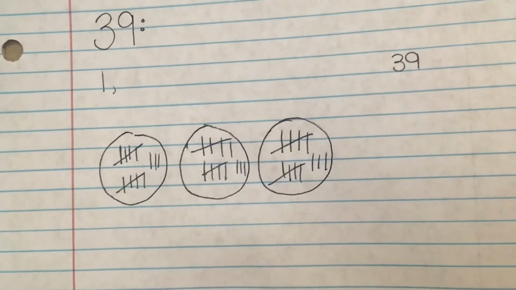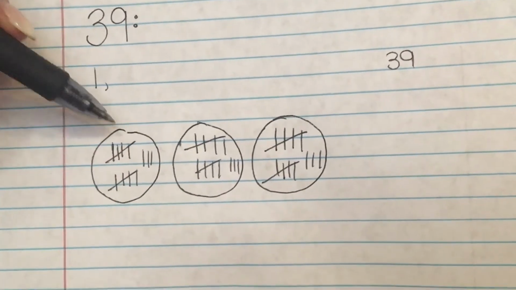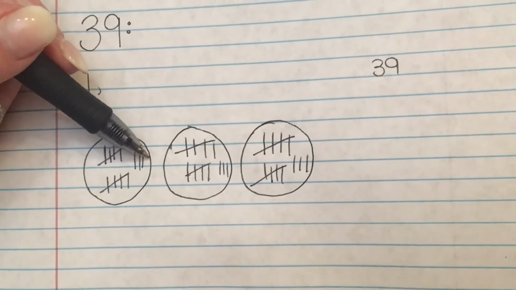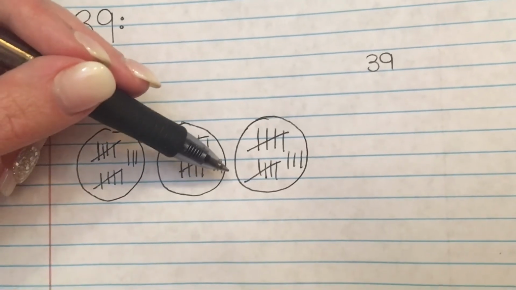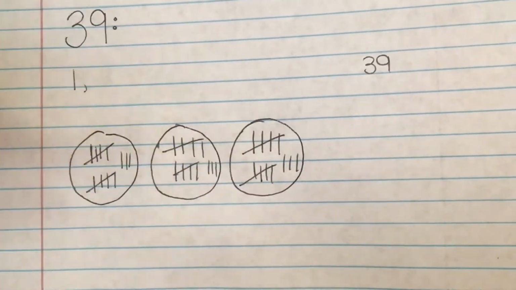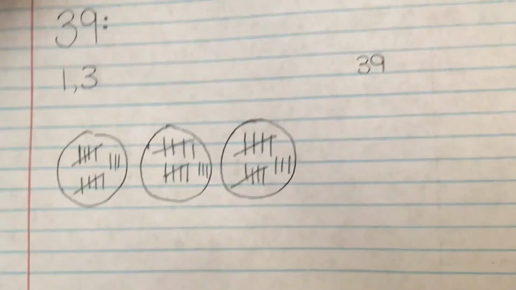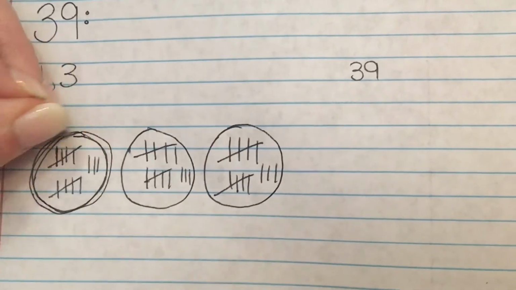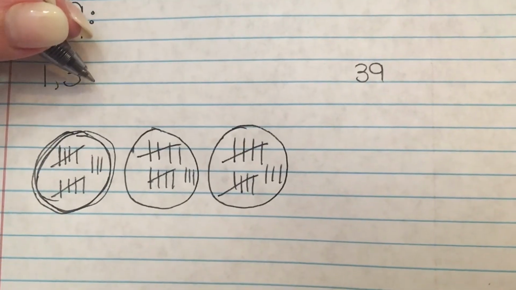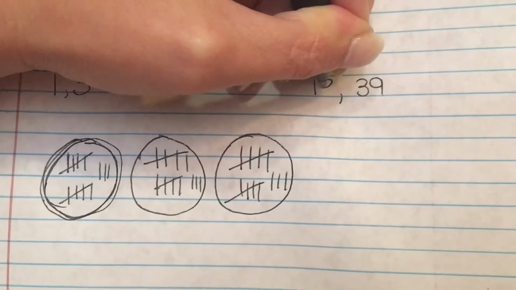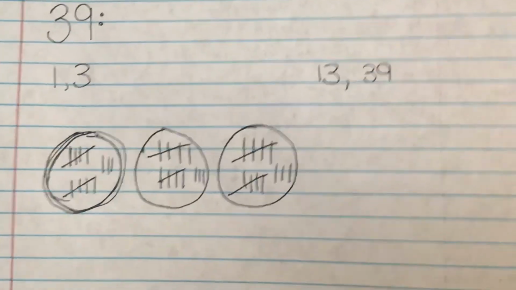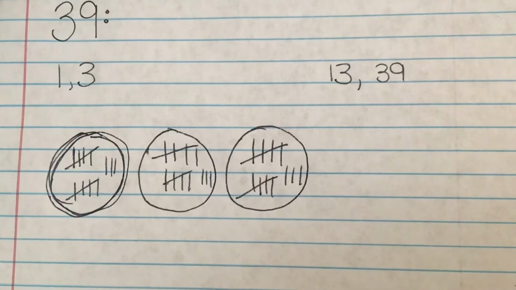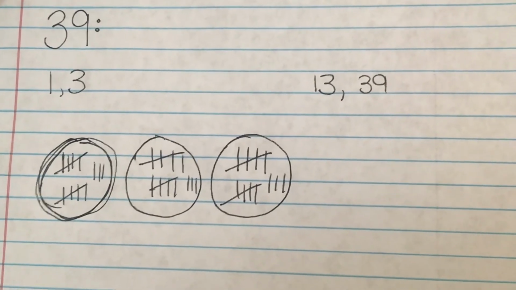39. So we can see 3 does work because in each group I have 10, 11, 12, 13. So 3 does work. It goes evenly. In each group I have 13, therefore 3 times 13. So make sure sometimes it's not as obvious, but it does work.